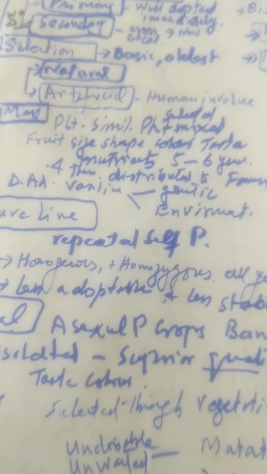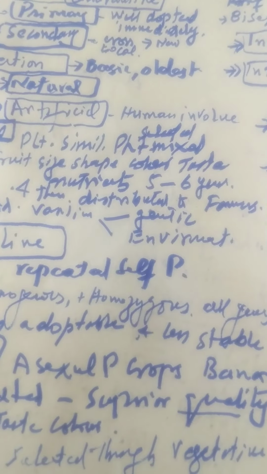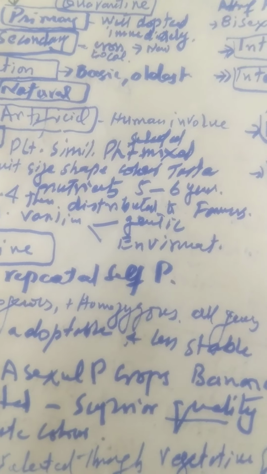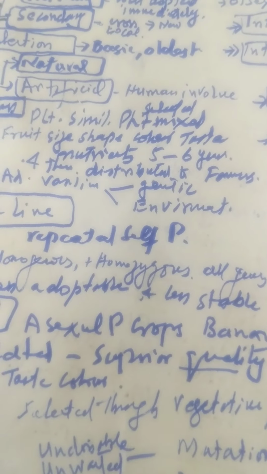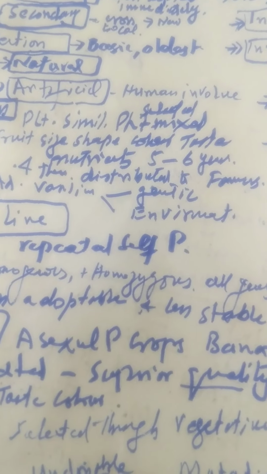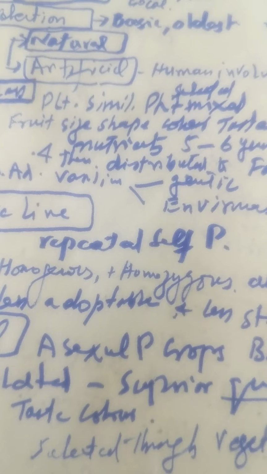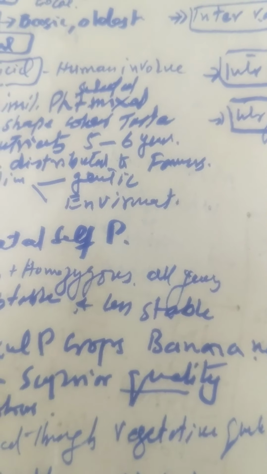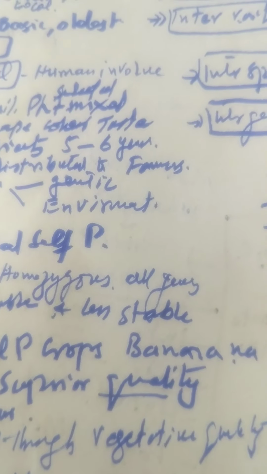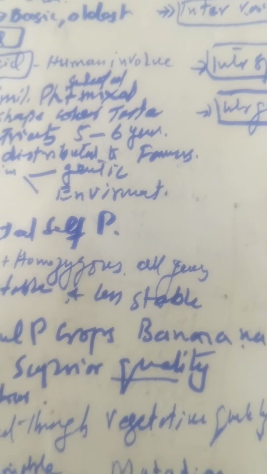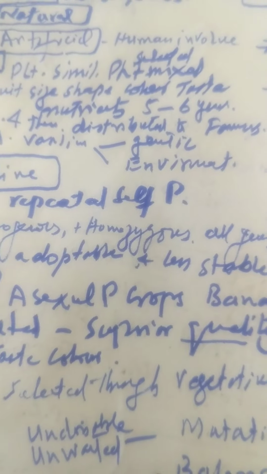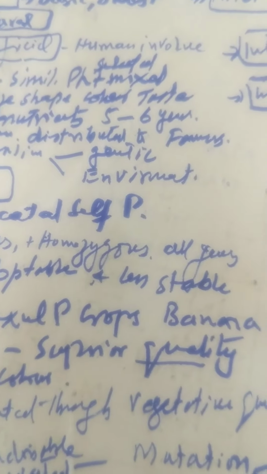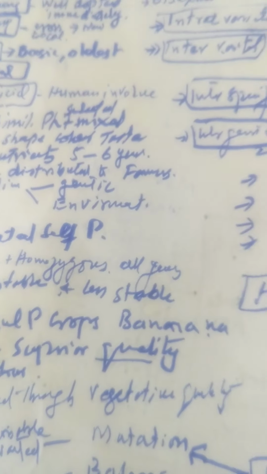Now next is pure line selection. There repeated self-pollination is carried out and a new variety is created. Homozygous and homogeneous plants are created in all genes by this process, but it is less adaptive and less stable.